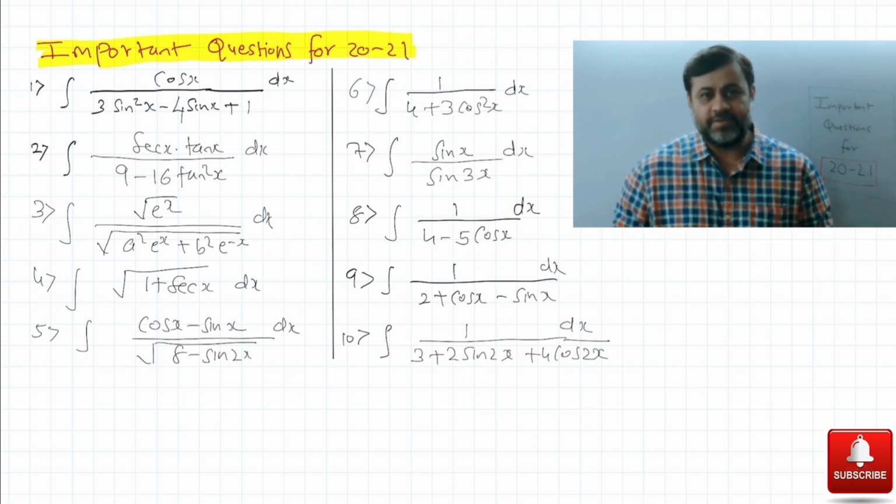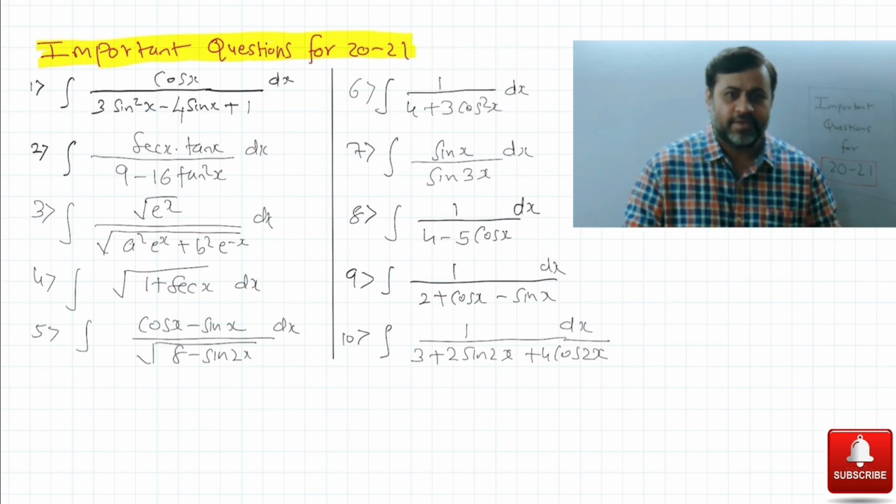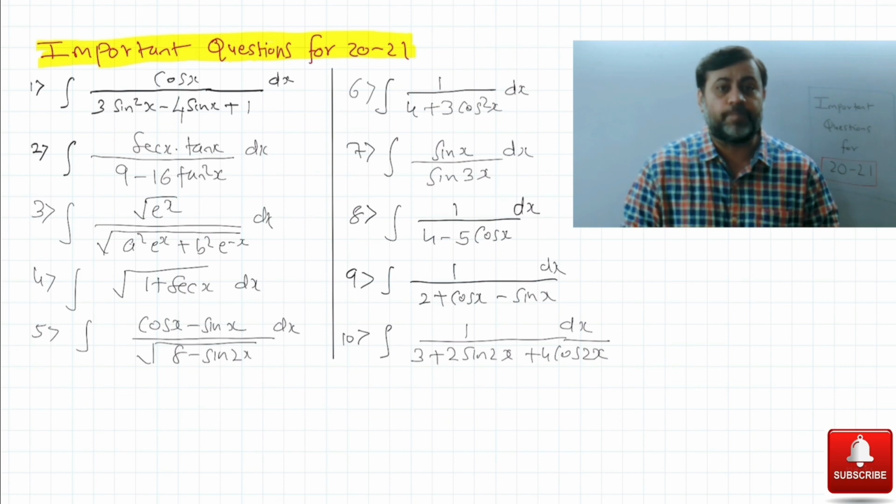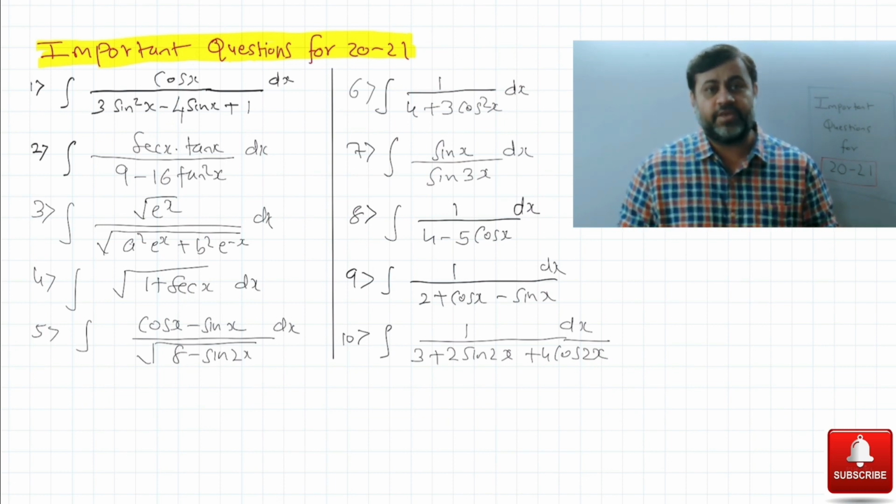Integration is very easy, but some children claim that integration is one of the most difficult chapters in 12th standard. Believe me, this is not the case. Why some students find it difficult is they don't spend enough time on the basics. Integration is very easy if your basics are done thoroughly.